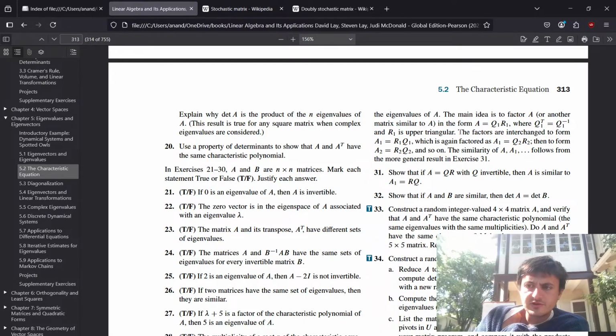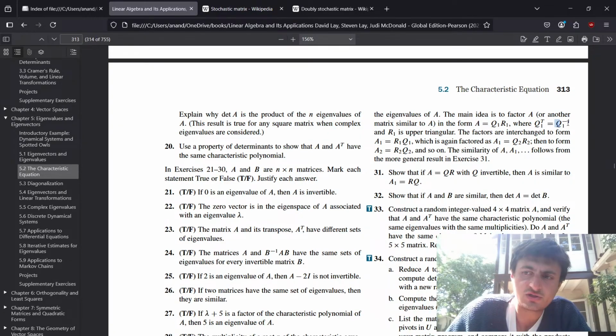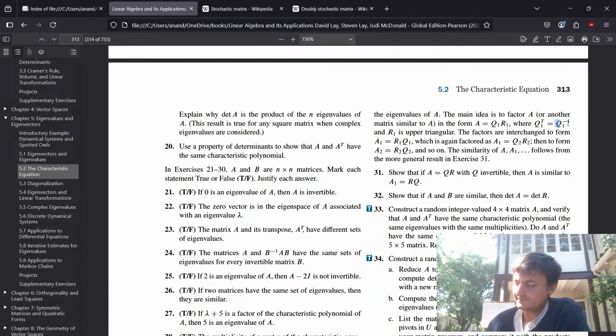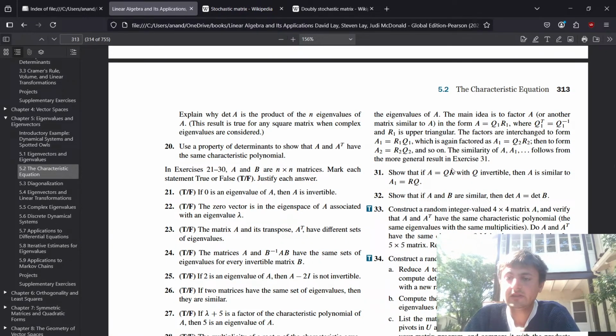where the transpose of Q... Whoa. What? The transpose is equal to the inverse? Wait, that's so weird. Imagine A transpose equals A inverse. What does that even mean? That means that A times A transpose is equal to I? That's weird. That's weird, man.